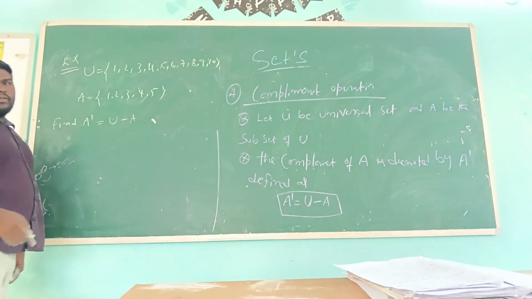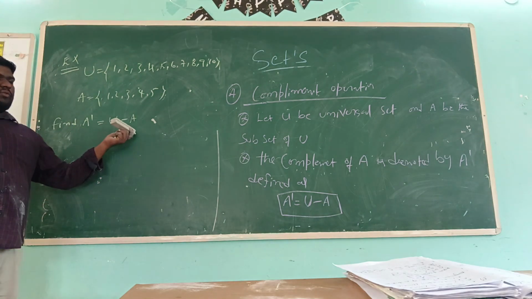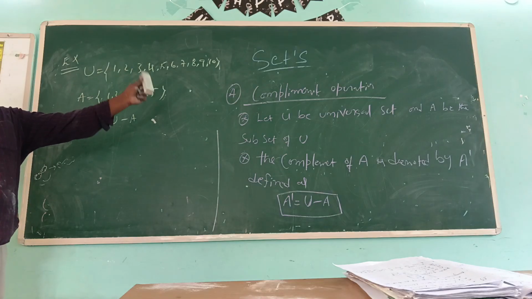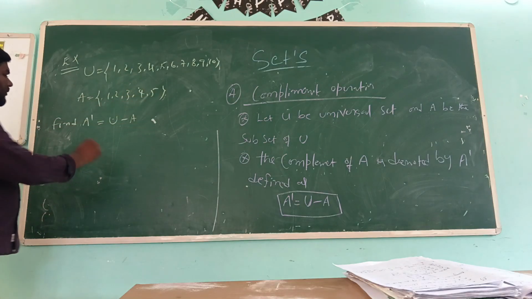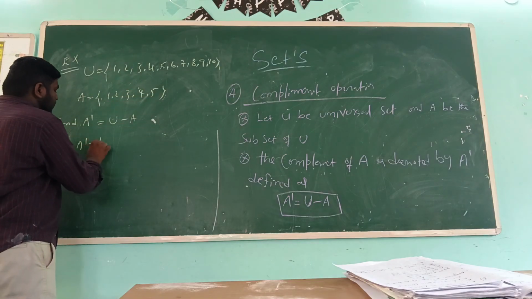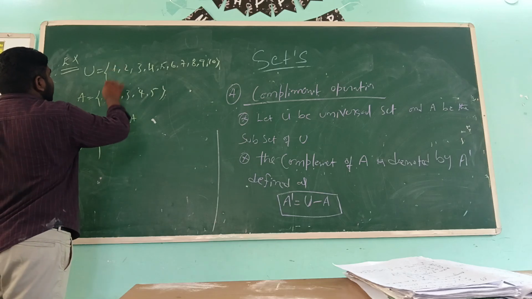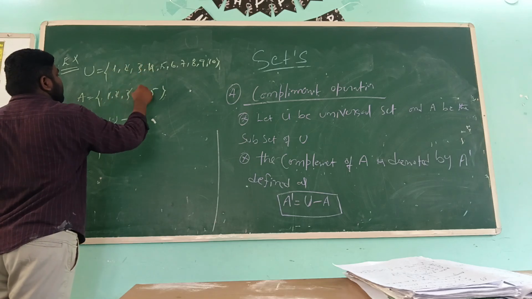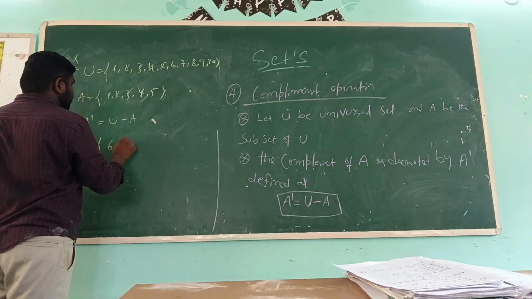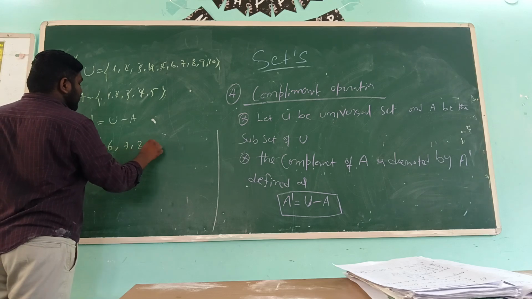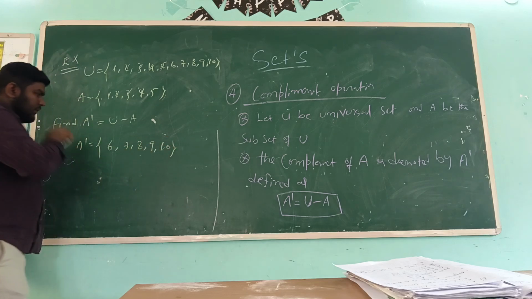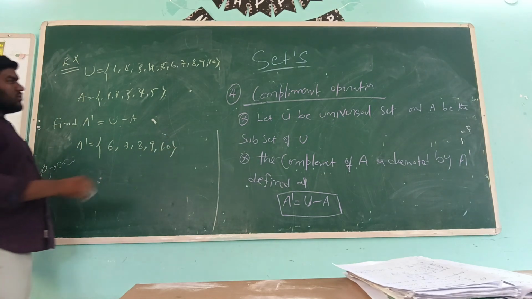We have already discussed previously the difference of two sets, meaning x belongs to U, x does not belong to A. So using this property, I will cancel all the common elements. Remaining, I can write 6, 7, 8, 9, 10. Understood? This is called the A complement. Understood?